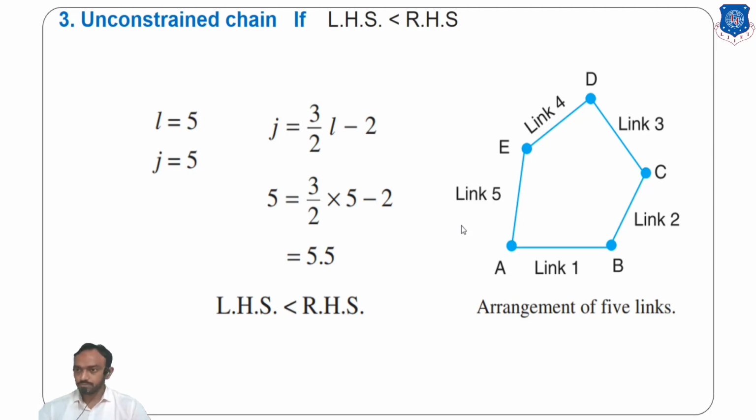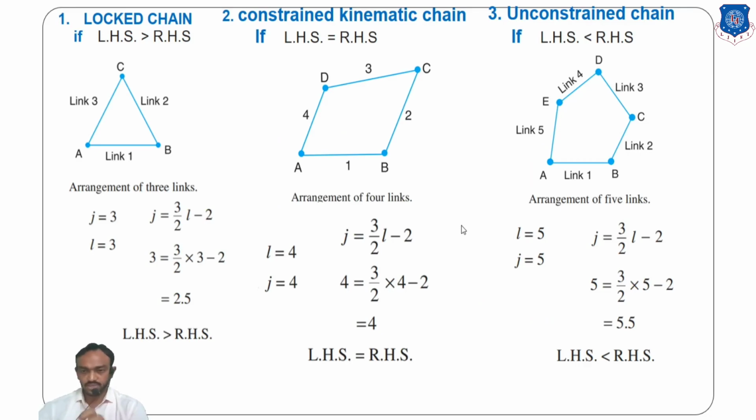Okay, so this is a revision of these 3 types of chains: locked chain, constrained chain, unconstrained chain. In a locked chain, LHS is always greater, meaning joints are higher relative to links, so this chain becomes locked. Second, LHS is equal to RHS, which becomes a constrained kinematic chain. And third and last is the unconstrained chain, in which RHS is greater than LHS.